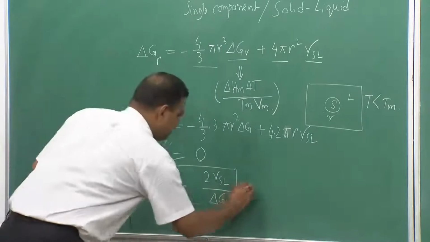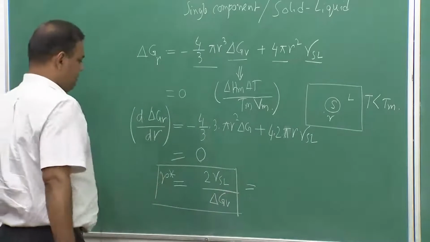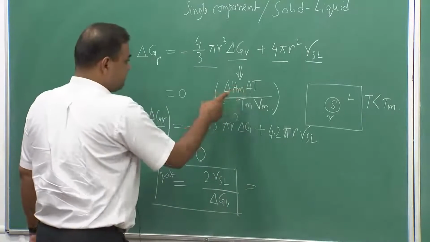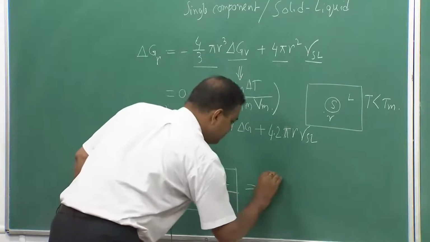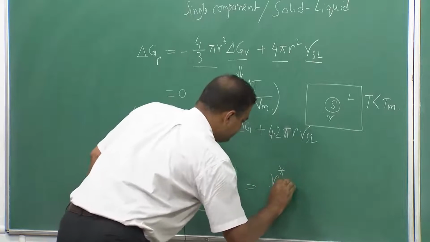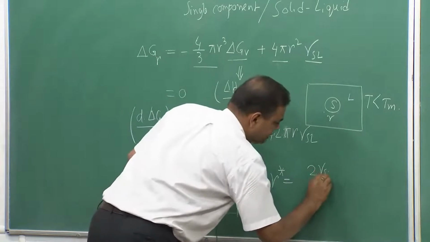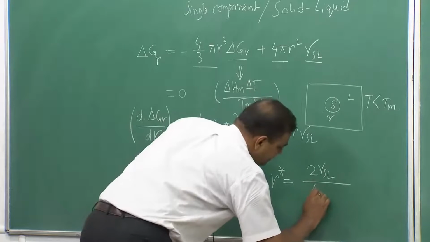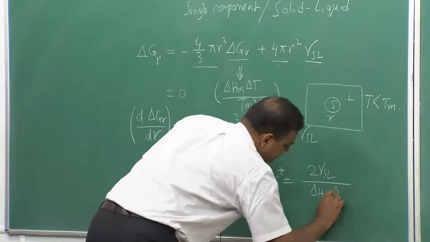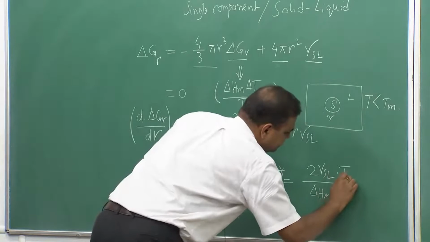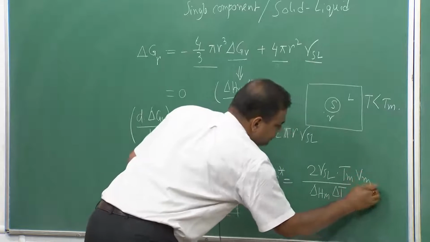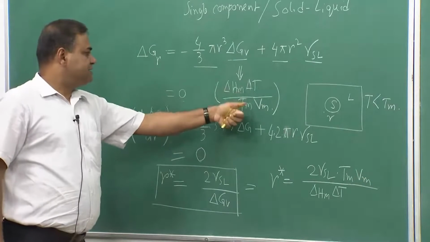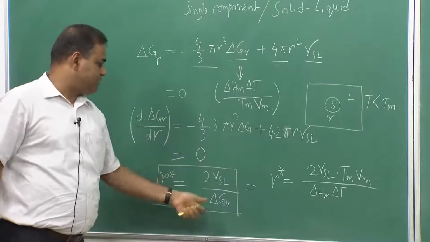Now, if we try to see the variation of R star with temperature or undercooling, this would become 2 gamma SL divided by del H_m, del T, T_m V_m. What we have done? We have just replaced this particular expression in the place of delta G_V.